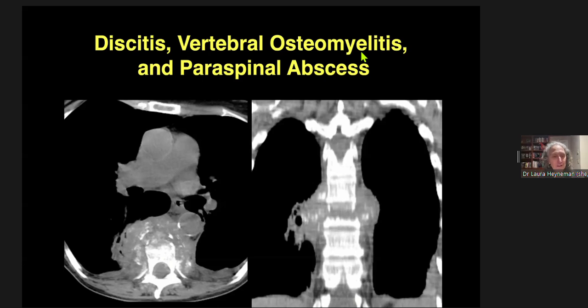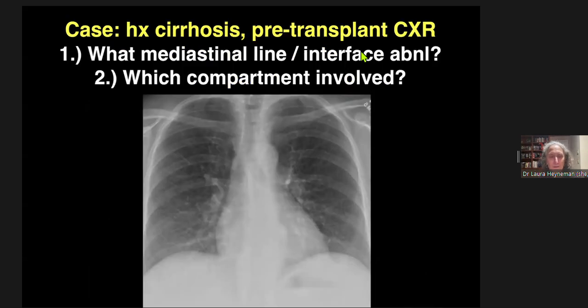So the hilar overlay sign tells us that the abnormality that we are seeing is not in the hila, but rather is either anterior or posterior. And again, it is all about the silhouette sign. I'm going to do one more case and then, well, maybe I'll do two more and then stop for questions.